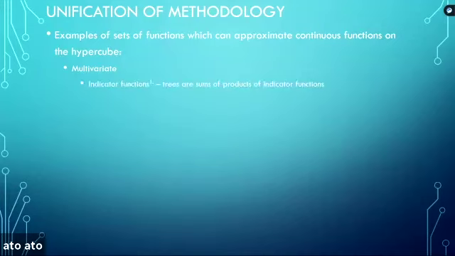So multivariate indicator functions, that is to say things that turn on and off, can approximate any continuous function to any degree of accuracy on the hypercube. How does that relate to the earlier slide? When you look at sums of products of indicator functions, a sum of a product of indicator functions is a tree. And so what this is saying is that trees themselves can get all of the signal out of your predictor variables, I should say.